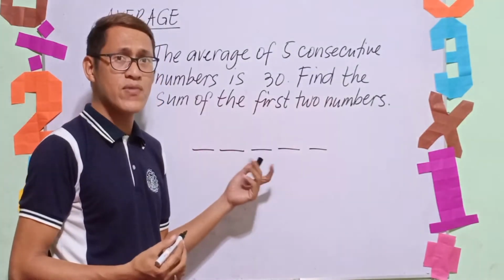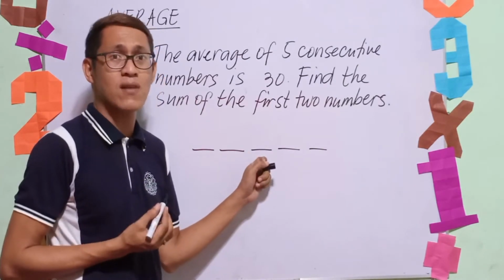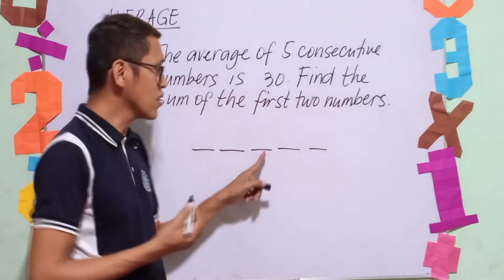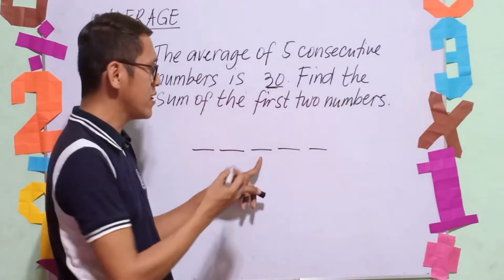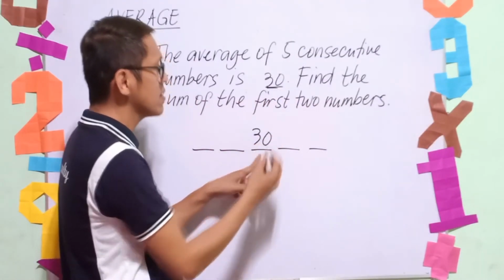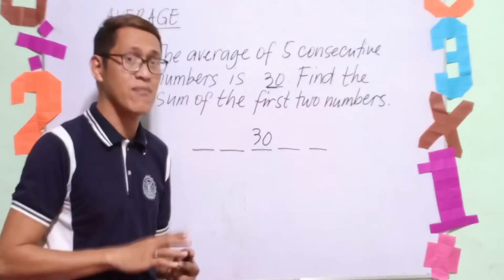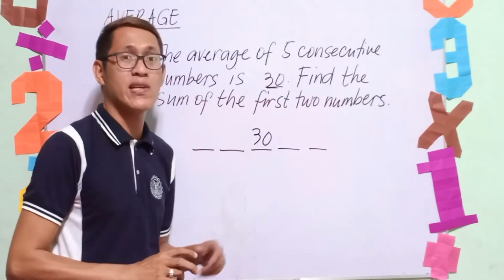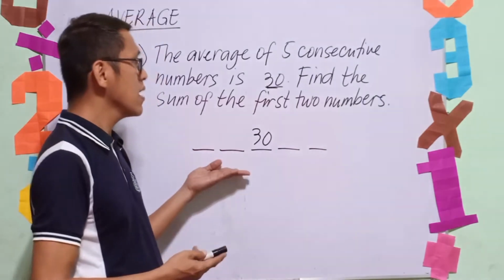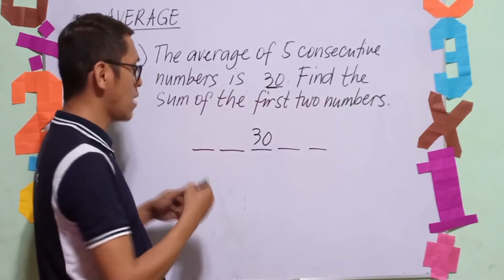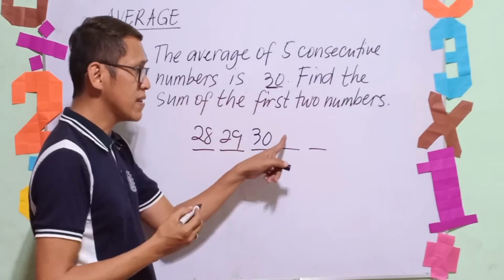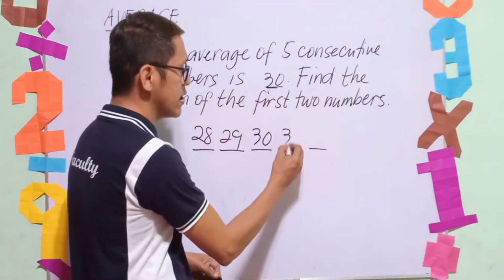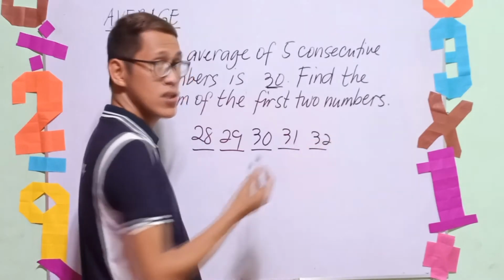For consecutive numbers, the middle number is always the average. Since 30 is their average, the middle number is 30. Again, for consecutive numbers, the middle number is the average. So the first 2 numbers here are 28 and 29. Then the other 2 numbers here are 31 and 32.